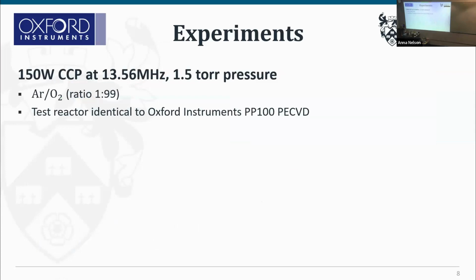So this test reactor is identical to this PECVD process tool, but the experiments are performed in a laboratory rather than wearing the bunny suits in the process environment. These experiments are performed in a similar scenario, 150 watt CCP power at 1.5 torr in an argon oxygen mixture. Here the concentration is 1:99, so the plasma is dominated by oxygen species.